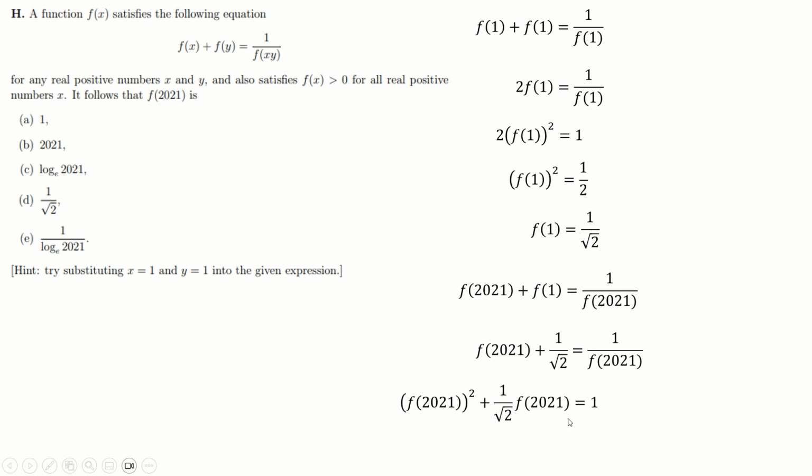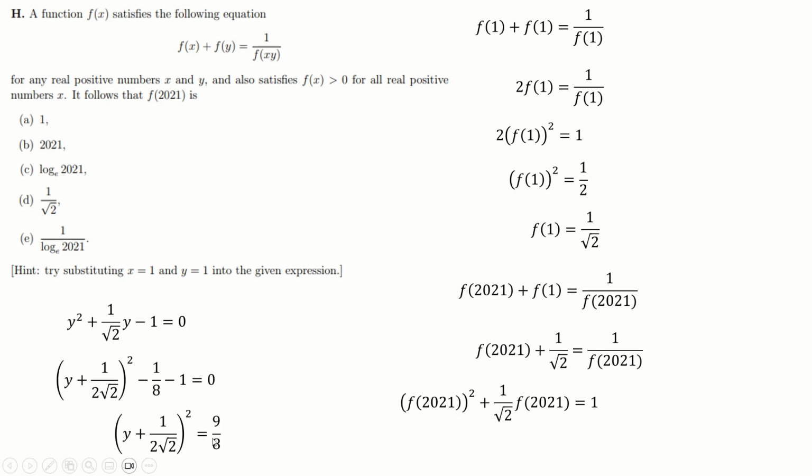You can times everything by f of 2021. This is a quadratic in f of 2021, replace it with y. Solve this quadratic. I just complete the square by halving this number for this, and then taking away the square. 2 root 2 squared is 8. Move that stuff over to the other side, square root.